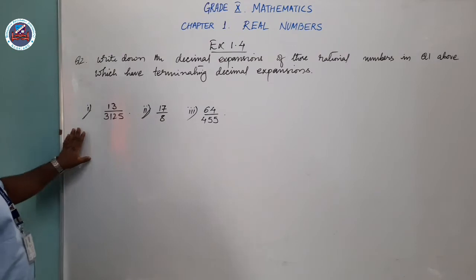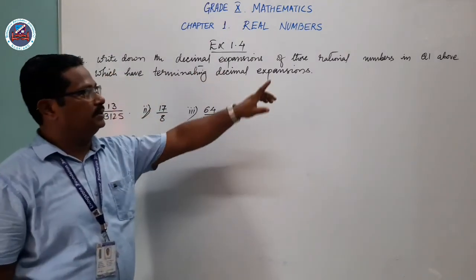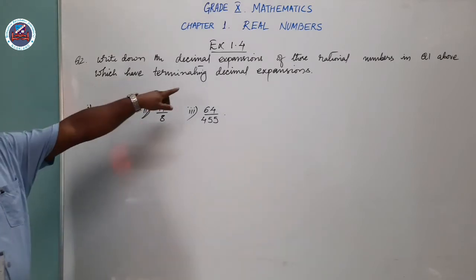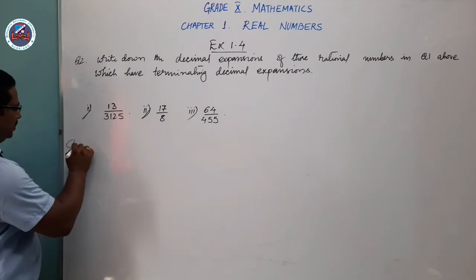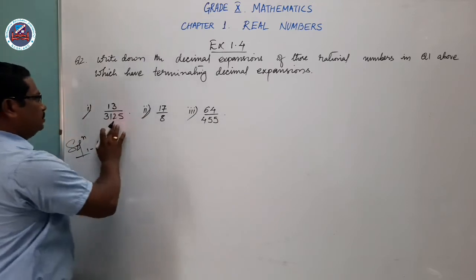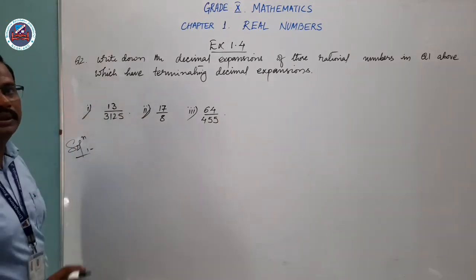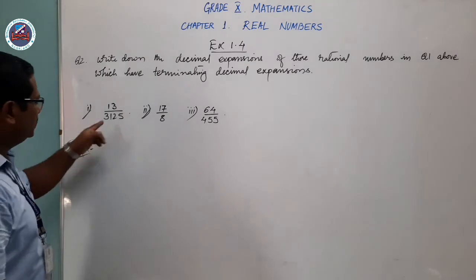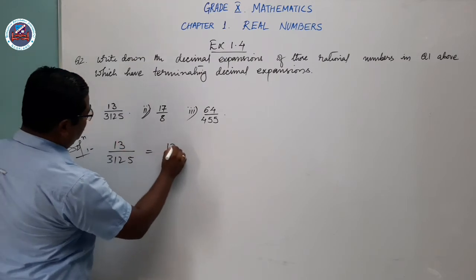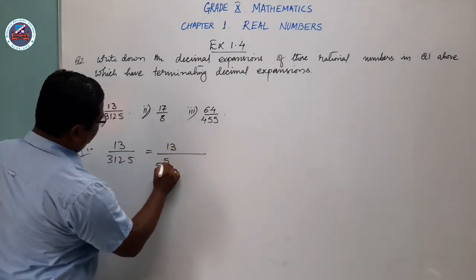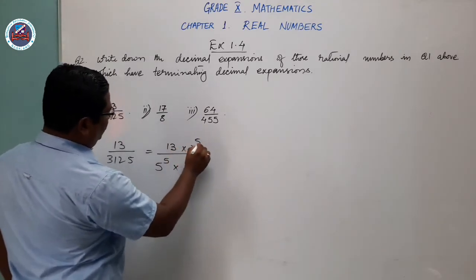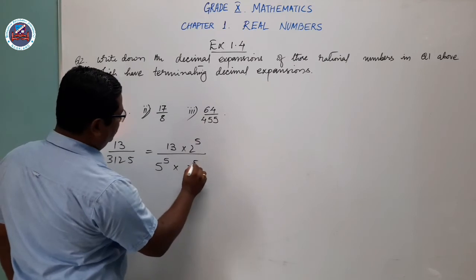To do the second question, to write down the decimal expansions for those rational numbers in question number 1 which have terminating decimal expansion, you can proceed this way. You don't have to do those which do not have terminating decimal expansion. Only those which have terminating decimal expansion. So here you have 13 divided by 3125, which is 13 divided by 5 to the power 5. In the numerator you multiply by 2 to the power 5, and the denominator also by 2 to the power 5.